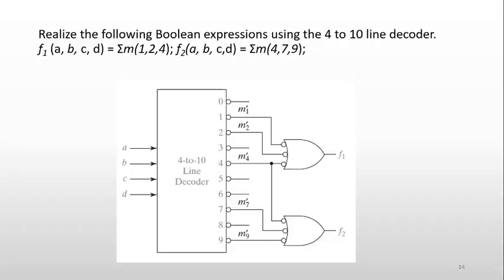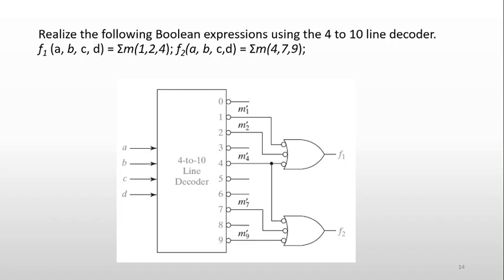Now we'll realize the following Boolean expressions using a 4 to 10 line decoder, that is, using a BCD to decimal decoder. Here we are using negative logic, that is, A, B, C, D are the inputs, M0 to M9 are the outputs, but we get the output in the complemented form. So first draw the block diagram of the 4 to 10 decoder. Later we'll implement the Boolean functions.